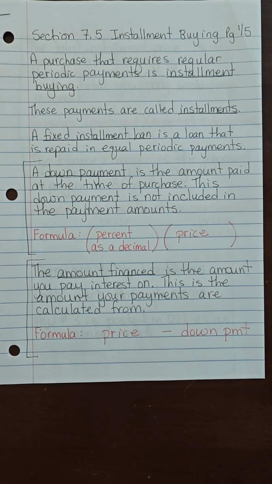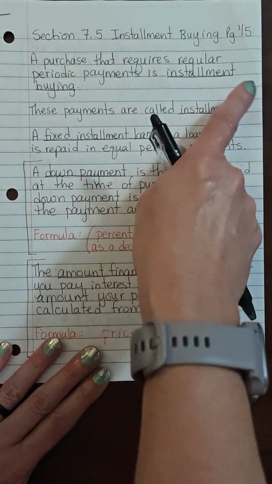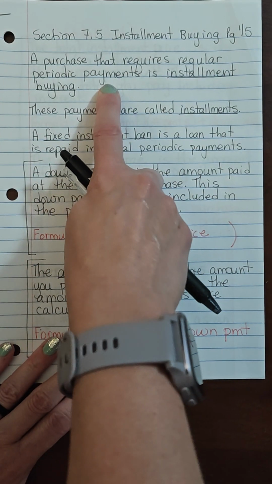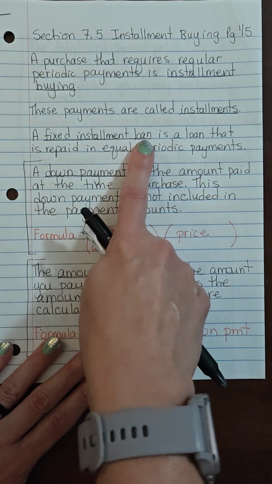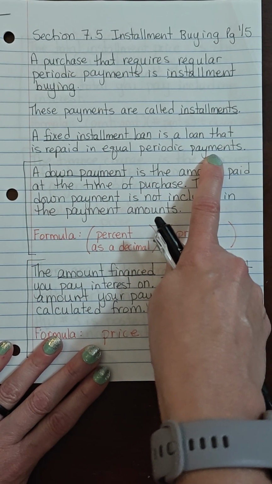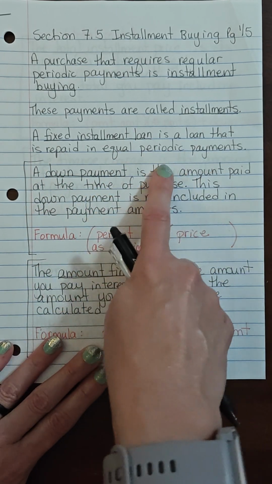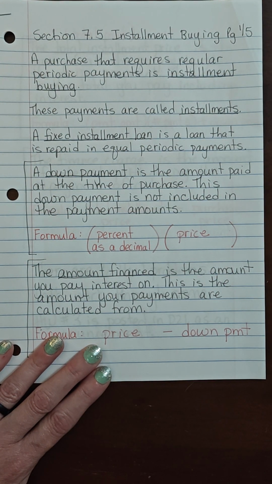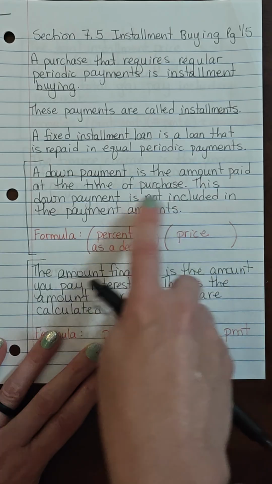We have some terminology we've got to get down. First of all, what is installment buying? Well, a purchase that requires regular periodic payments is installment buying. The payments that you're making are called installments. A fixed installment loan is a loan that's repaid in equal periodic payments. That's like a car note, right? You've got these equal periodic payments, usually monthly payments, that you're paying back on that car loan. Now, a down payment is the amount that you pay at the time of purchase. It's not included in the payment amounts.